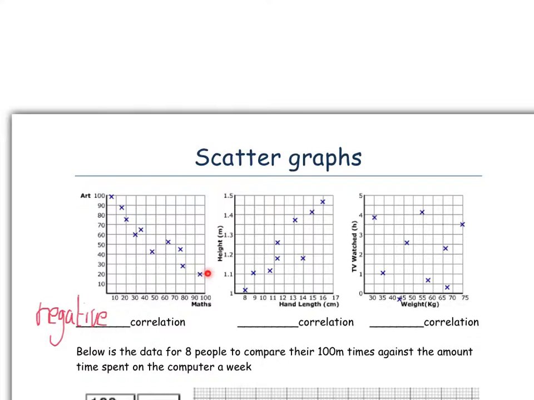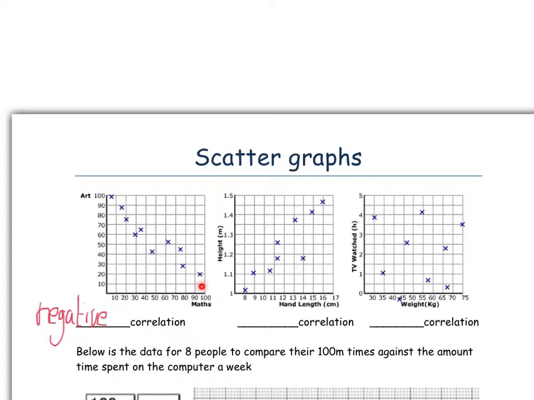So pupils who did better in maths, like this kid here who got around about 95 but only got 20 in their art exam, whereas this kid up here got 100% in their art but less than 10 in their maths. So there is a negative correlation, because as the maths score goes up, the art score goes down. We could say it's a strong negative correlation because they're all quite closely linked together.